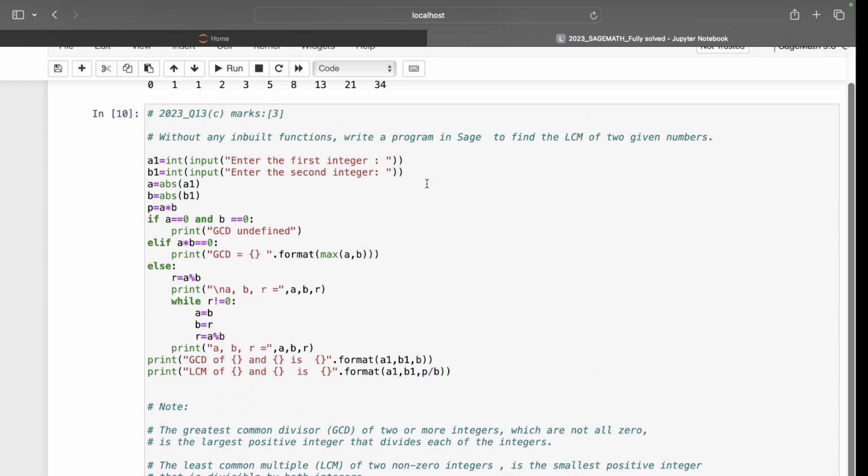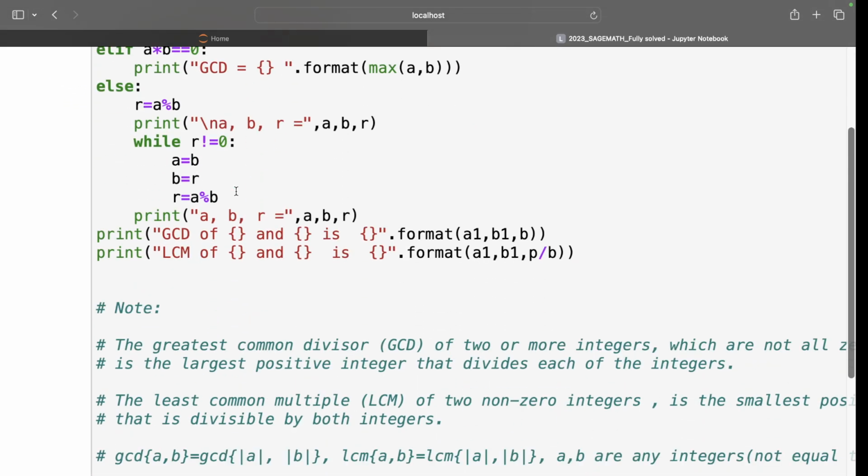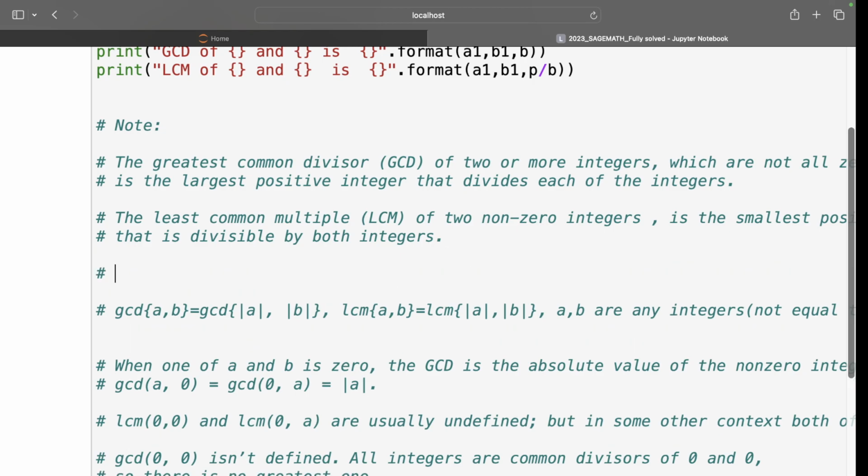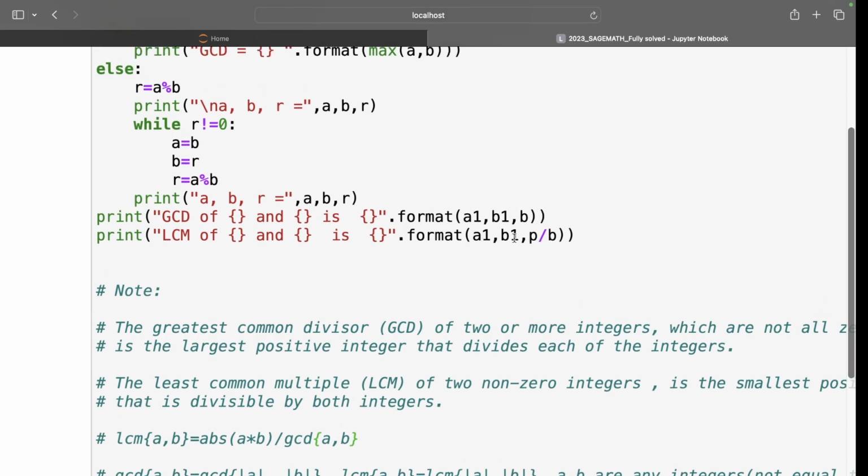P means the product of the absolute values of A and B, divided by the GCD of A and B. Actually, this is the formula: LCM of A and B equals the absolute value of A times B, divided by GCD of A and B. Actually, P is the product of the absolute values, divided by GCD equal to GCD of A and B. This is the formula for the LCM.